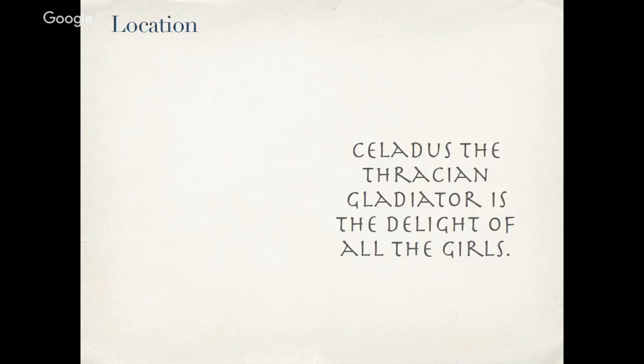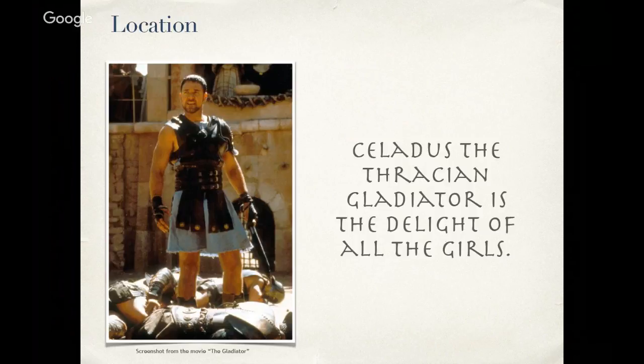So if we look at this inscription, and we know that it was found, for example, I don't know, in a bar or on the street, maybe, the kind of character that we picture is someone pretty cool. It's a very successful gladiator that is actually the delight of all the girls.